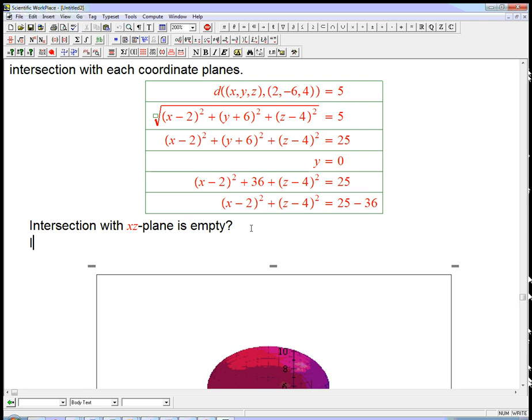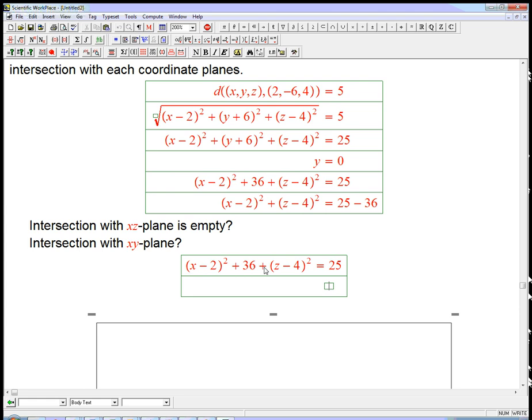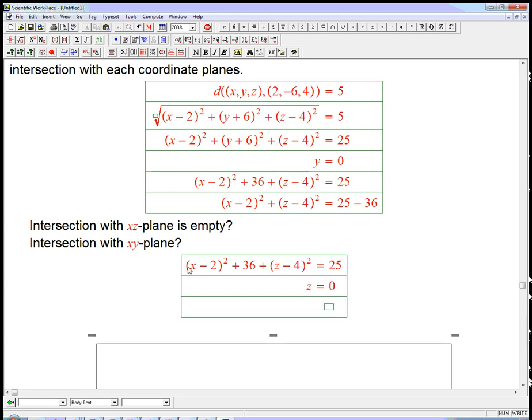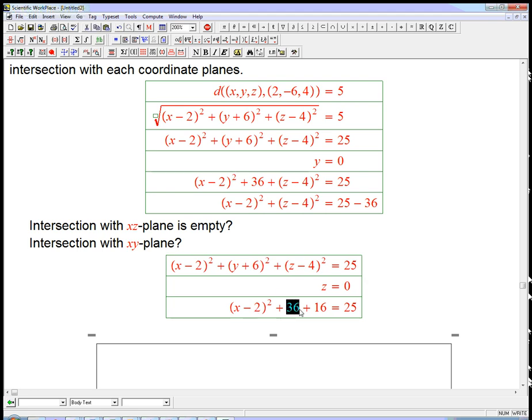Now, what about the intersection with, let's say, the xy plane? Okay, so let me just copy the sphere equation. And then we also want z equals 0. Okay, so now I'll copy this one more time. This is now just 4 squared, which is 16. Oh, shoot, I copied the wrong one. Did you notice that? This is what I should have been copying. There we go. Now that's going to be an equation in x and y.